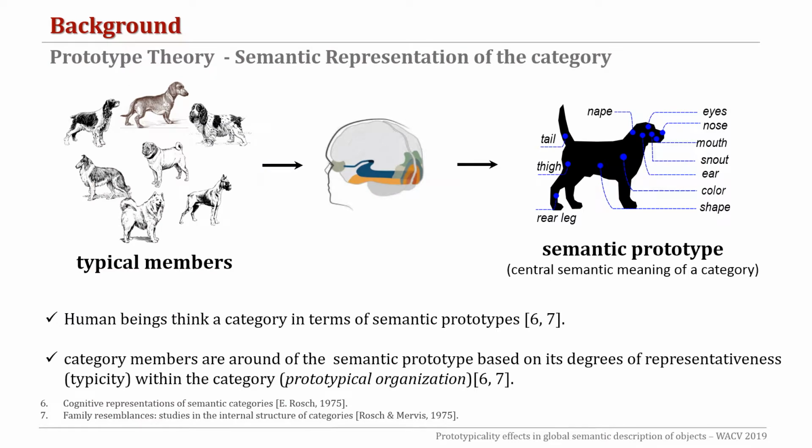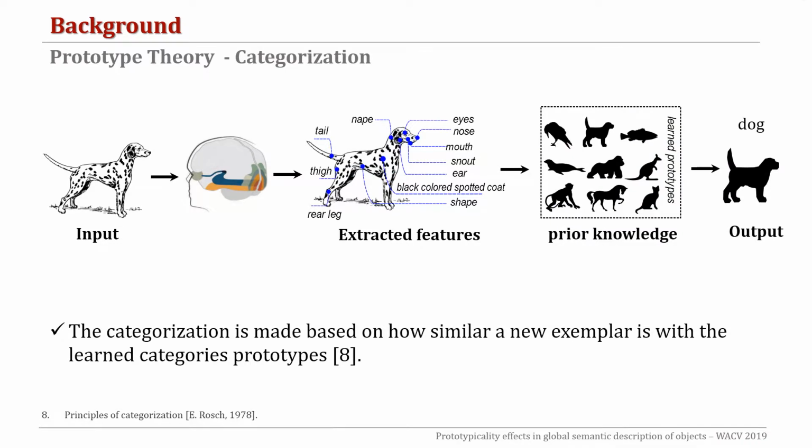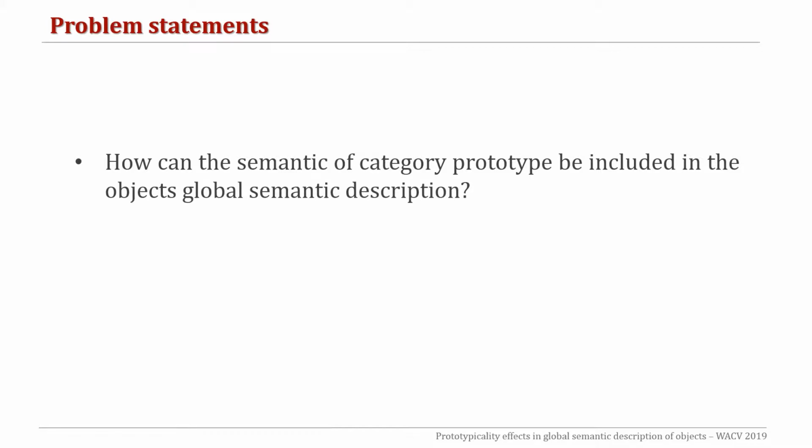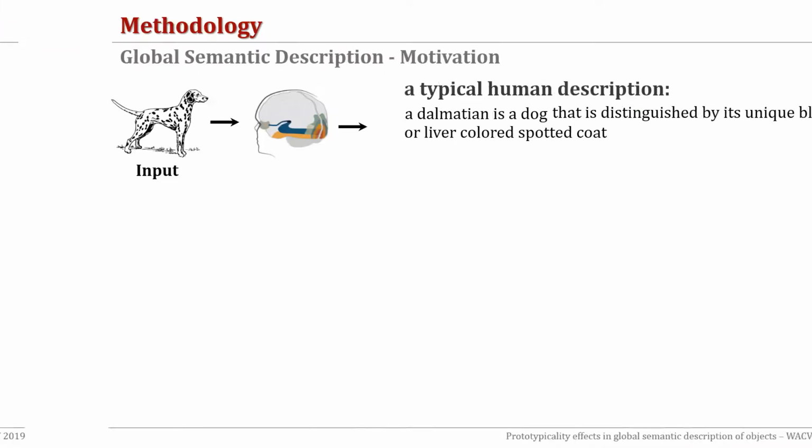Prototype theory exposes that semantic representation of a category is related to the category prototype. Human beings think of categories in terms of semantic prototypes and organize the category members around its central semantic meaning. Category prototype is included in cognitive processes, and consequently, categorization is made based on how similar a new exemplar is to learned prototypes. But how can the semantics of category prototype be included in object global semantic description?